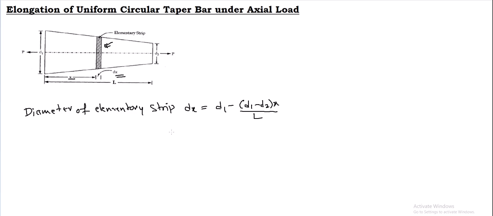Now for simplification purposes, I will take this as D1 minus kx. I will rewrite it like D1 minus kx. So what is meant by k here? k is equal to D1 minus D2 divided by L. D1 minus D2 by L is k, just for simplification.